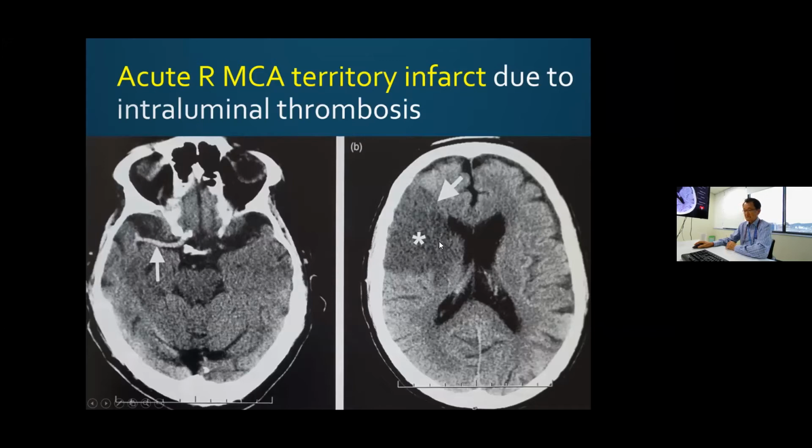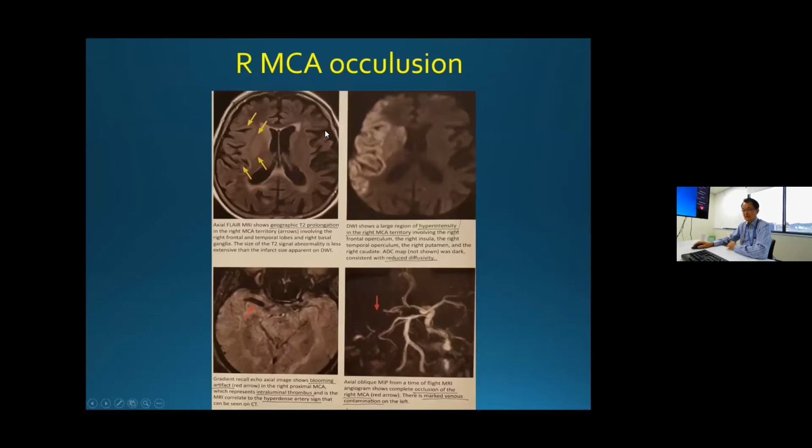Midline a little bit now. So it's the right middle cerebral artery. On certain pulse sequences, you can see the FLAIR image shows this high signal intensity very nicely here. And the MR angiogram shows complete occlusion of the right middle cerebral artery here.